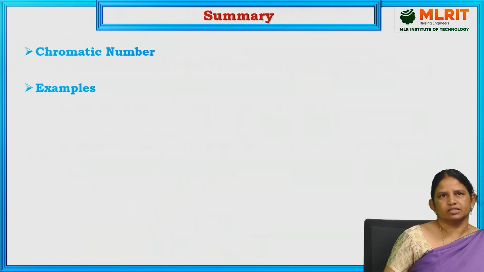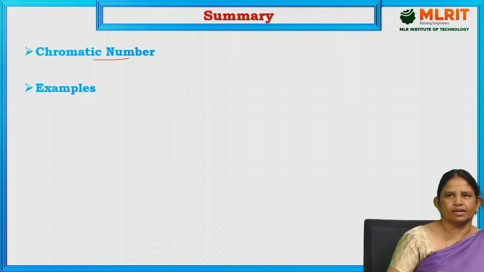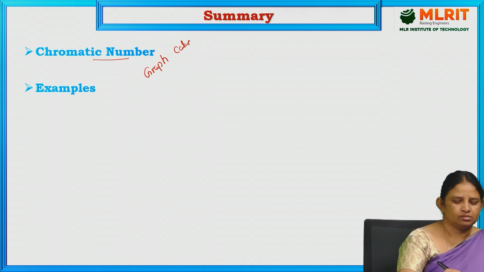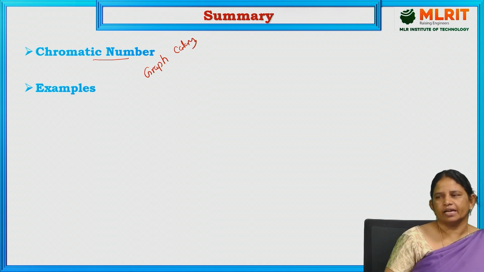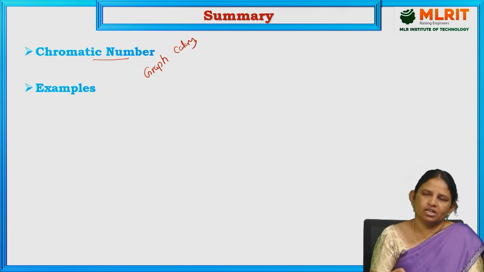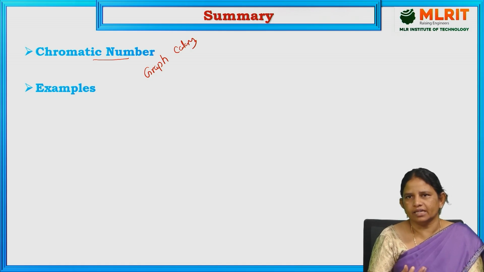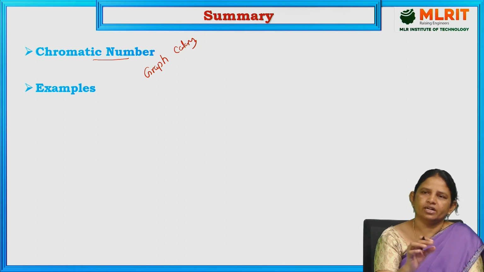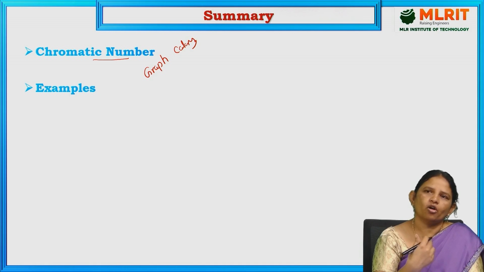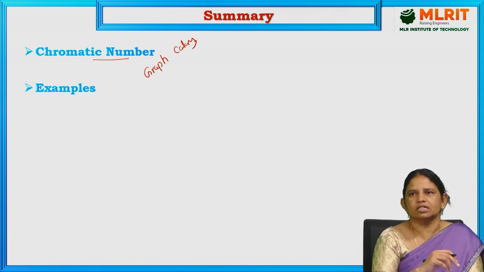So what we have discussed up to now is what is meant by chromatic number, and before that, what is meant by graph coloring. Graph coloring is the process of assigning colors to the vertices of the graph. We should not bother about the edges, but if the vertices are colored with proper colors, then we can call it a proper coloring of the graph. The minimum number of colors required to color the graph is called the chromatic number.